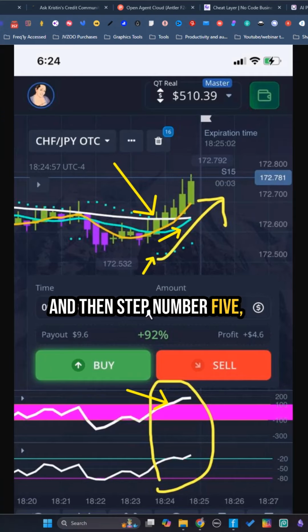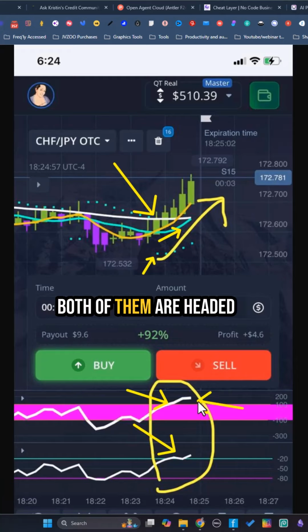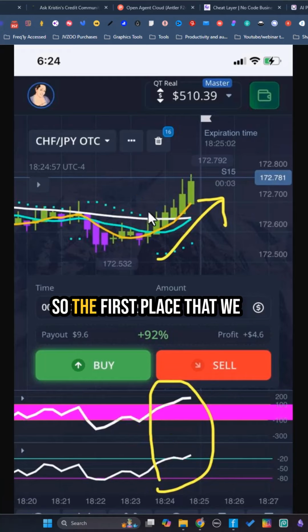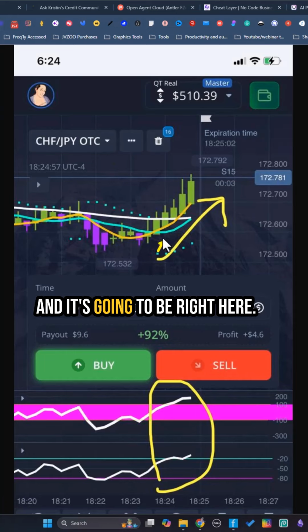And then step number 5, this is where we have our new setting, which is going to be the Williams percentage. You can see here that both of them are headed in the same direction and in the danger zone. This is when we're going to want to take our trade. We can actually take it in 2 different spots. So the first place that we would take it is, of course, going to be after our cross, and it's going to be right here.